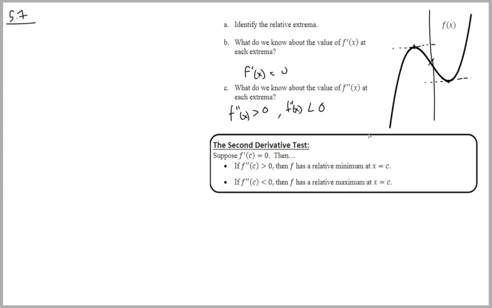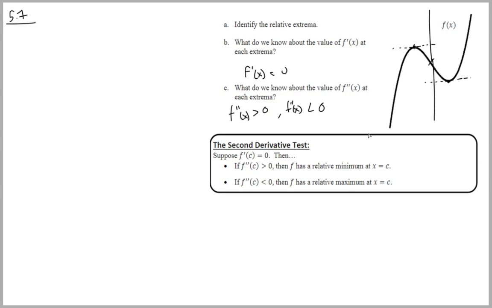What does the second derivative test mean? It means that if we suppose that f prime of c equals 0, then if f double prime of c is greater than 0, there's a relative min at that point, and if f double prime of c is less than 0, then there's a relative max at that point.